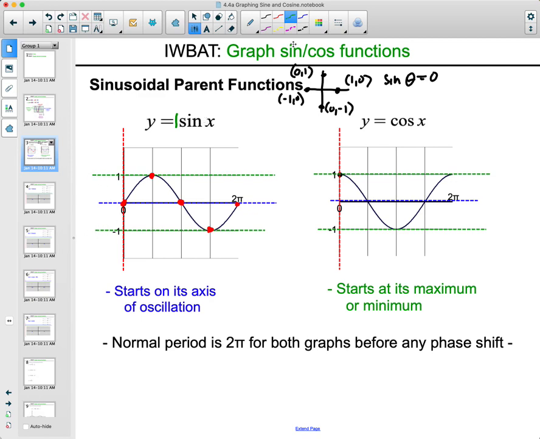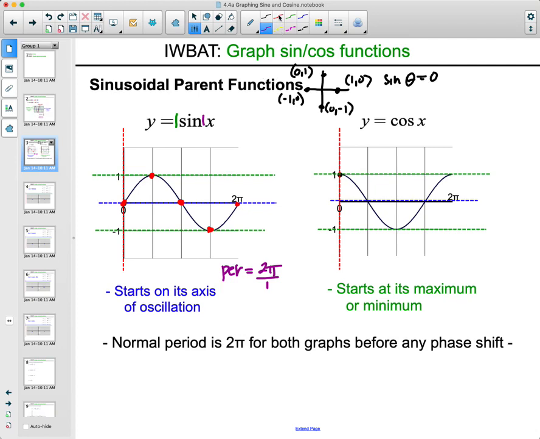There's no b value. Well, there is a b value. It's 1. Okay, so the b value is 1. So the period, remember, is 2 pi divided by b. So 2 pi divided by 1, which is just 2 pi, meaning it's going to get through that whole thing in 2 pi.